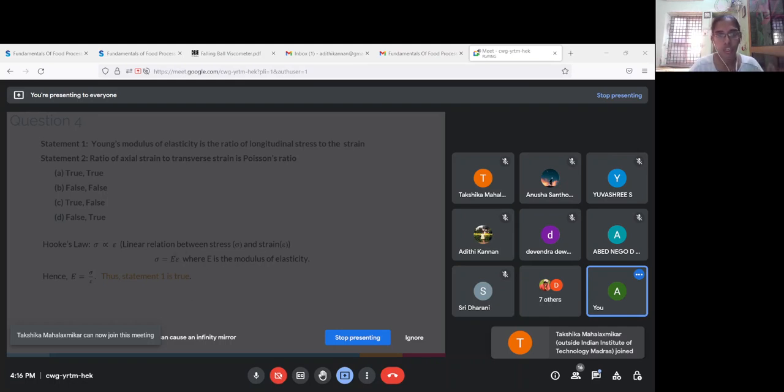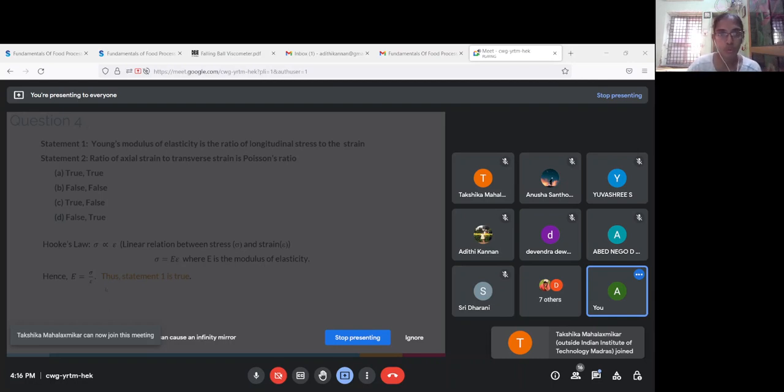So this is where your modulus of elasticity comes in. Modulus of elasticity is stress by strain, that is, longitudinal stress by strain. This is applicable only when you are talking about tensile force or compressive force, not any kind of shear stress. You will have a more detailed description of this in one of ma'am's classes, that is lecture 2, where she'll be discussing Young's modulus of elasticity. So in this case, since Young's modulus of elasticity is longitudinal stress by strain, statement 1 is correct.